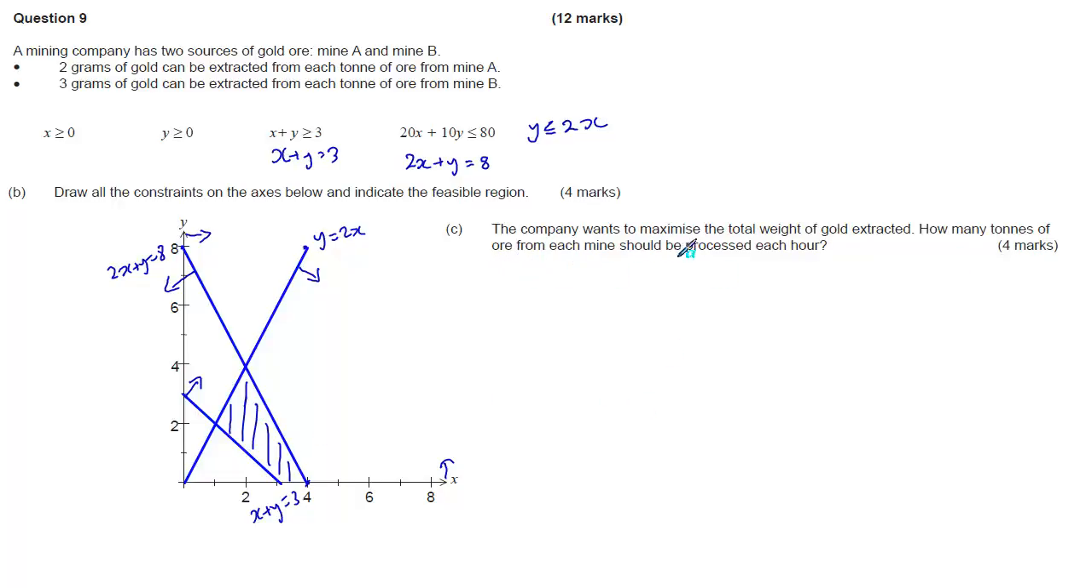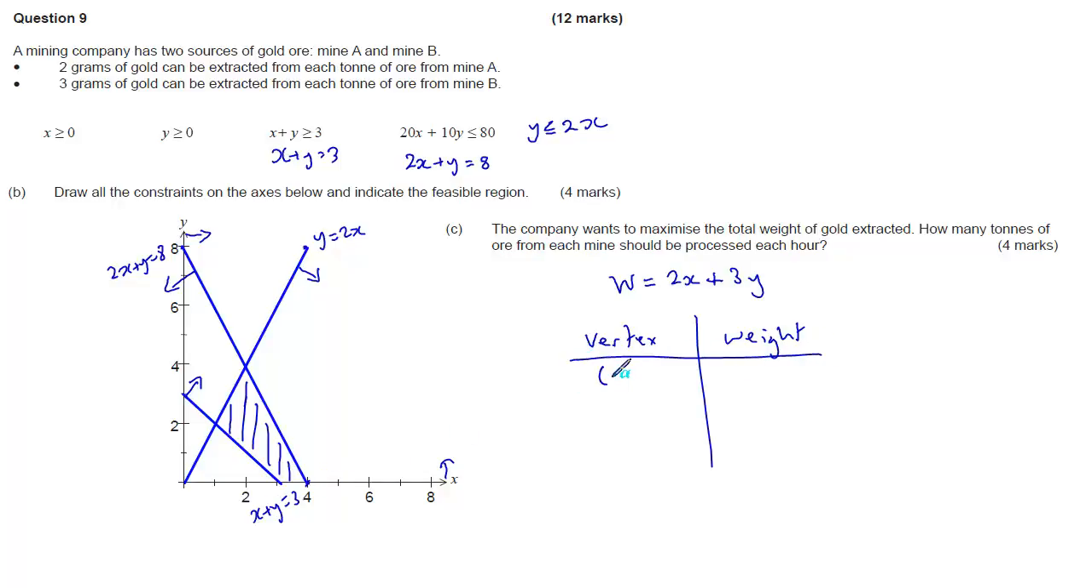The company wants to maximize the total weight of gold extracted. How many tons of ore from each mine should be processed each hour? So looking at the information here, the weight is going to be 2x plus 3y. So we want to maximize that in this region, so we need to look at the vertices. So vertex and weight.